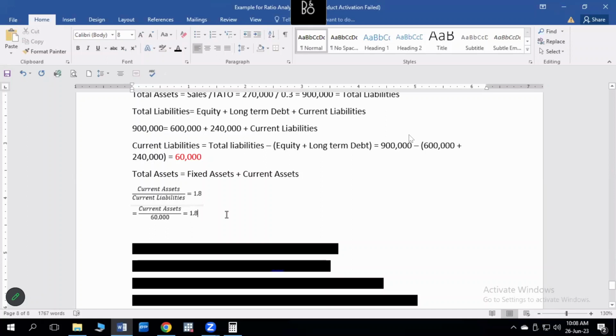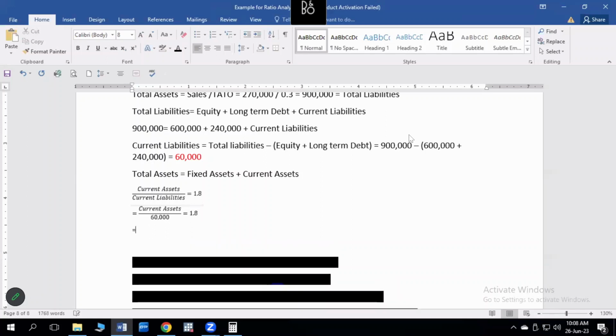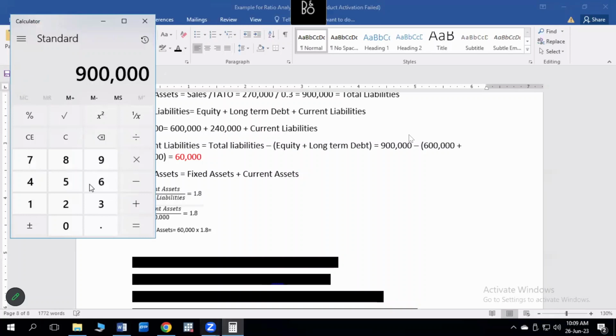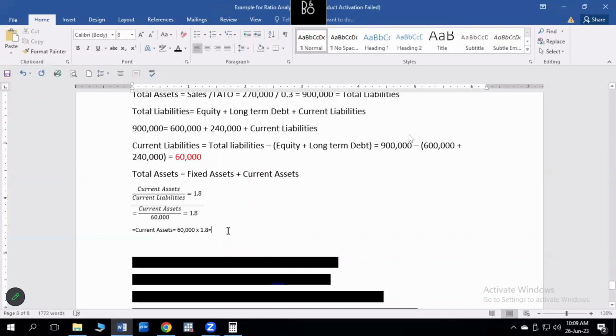So current assets would be 60,000 into 1.8, is equal to how much? 60,000 into 1.8, 1 lakh and 8,000. 1 lakh and 8,000, you can have it as current assets.